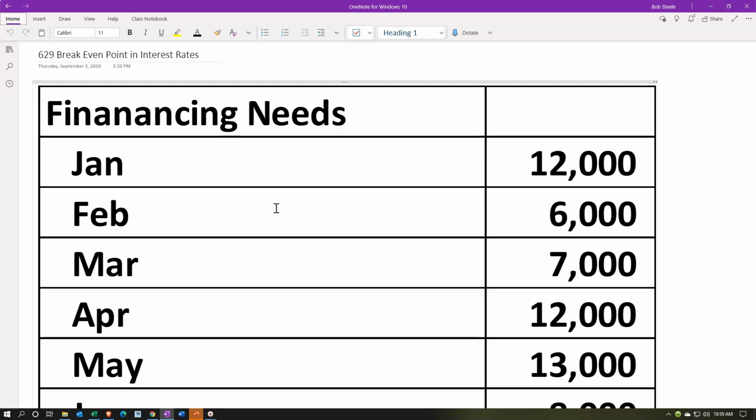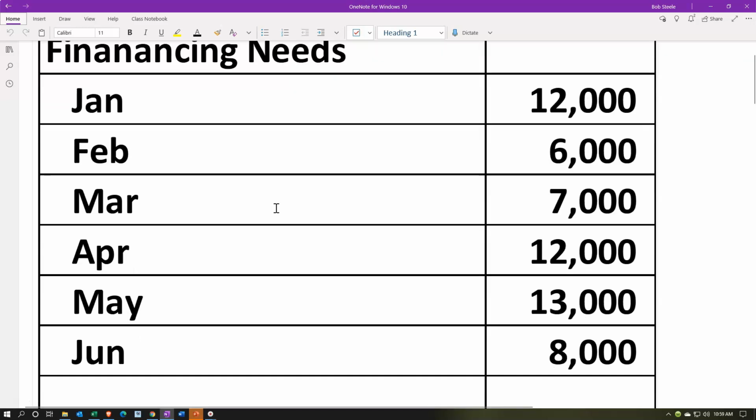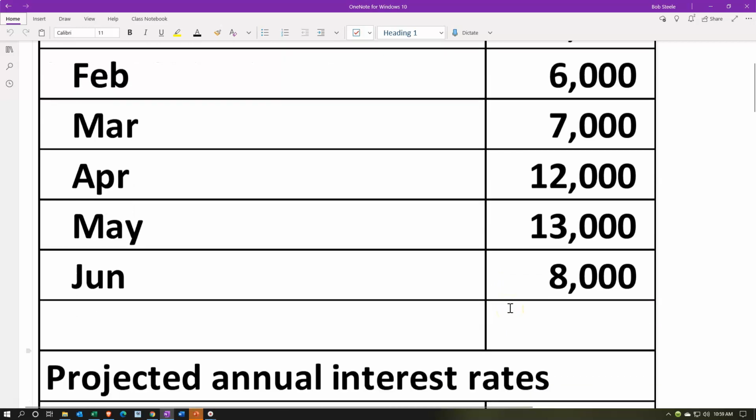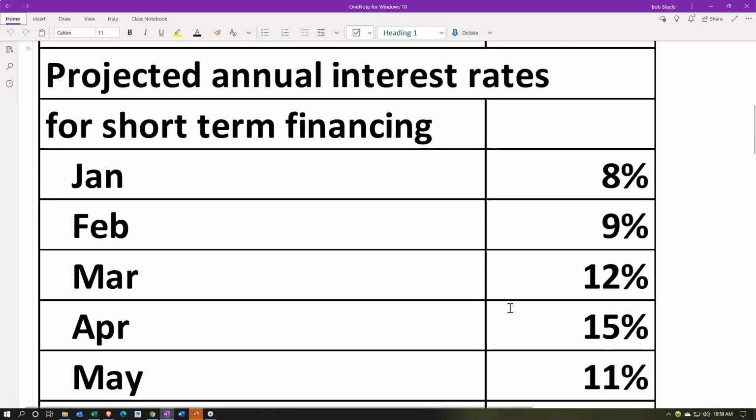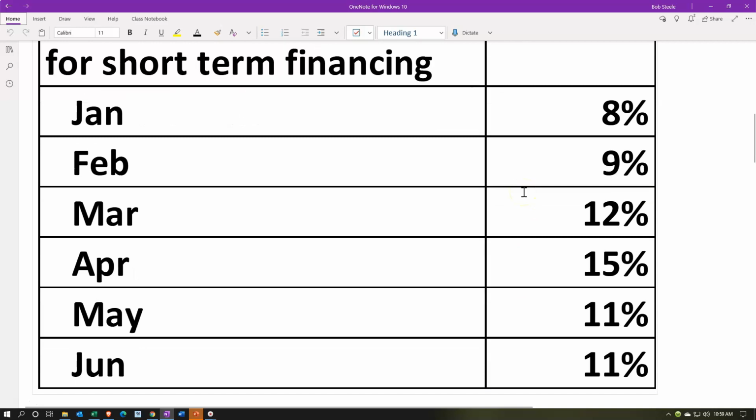So the financing needs, this is what we need in terms of our financing for the few months that will be covered, January through June. We've got the different or varying financing amounts that we're going to be needing for these months. We have the projected annual interest rates for the short-term financing. So we're going to look at the short-term financing and say, okay, this is what we think the interest rates will be in the future. These are the projected rates. And notice, of course, they are varying rates.